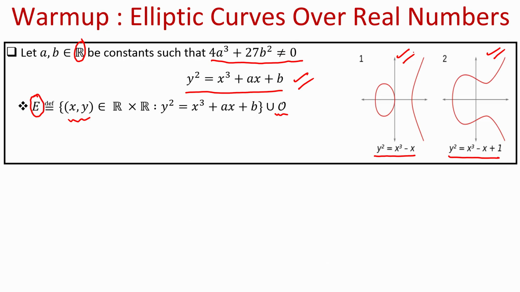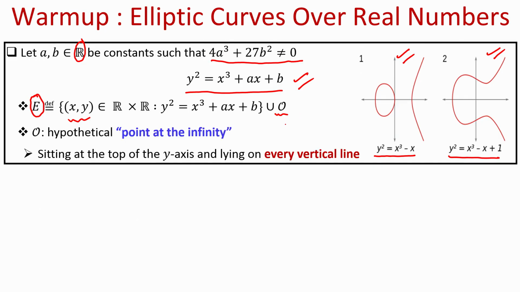So, E is basically this: once we have fixed the equation, we take all the real x comma y which satisfy this equation, and along with that a special point which we denote as O. This special point O is called the point at infinity, which is an imaginary point that you can imagine sitting at the top of the y axis and lying on every vertical line. You can imagine that every vertical line will eventually meet at a horizon at a single point, and that point where all the vertical lines meet is considered the point at infinity, which we denote by this special notation O. So, that is how I construct the set E.